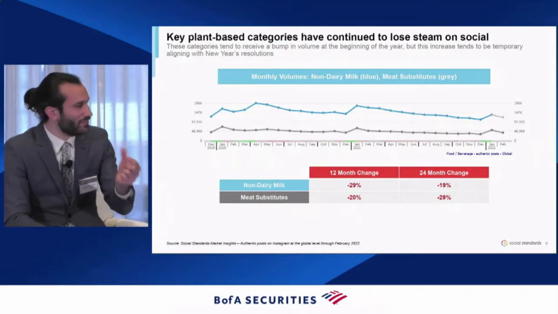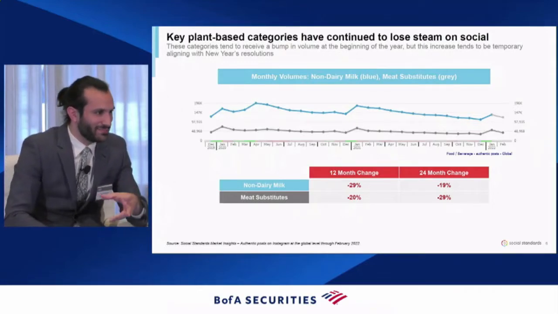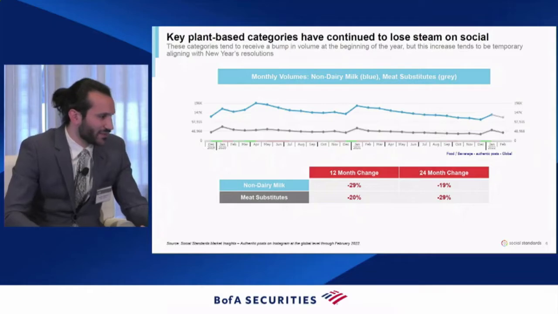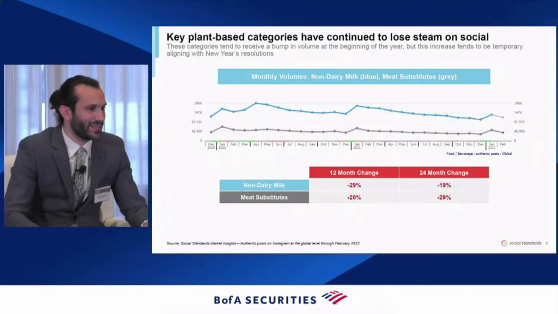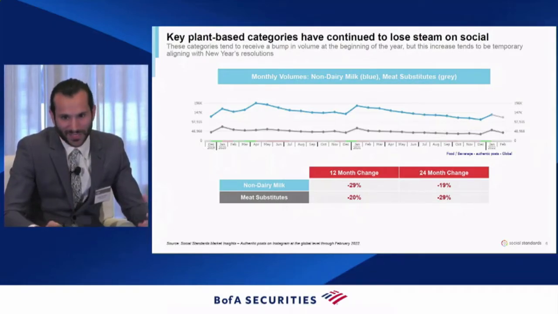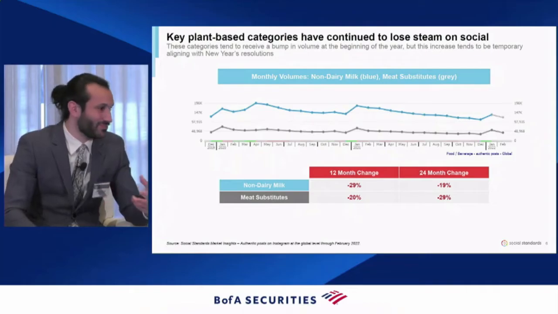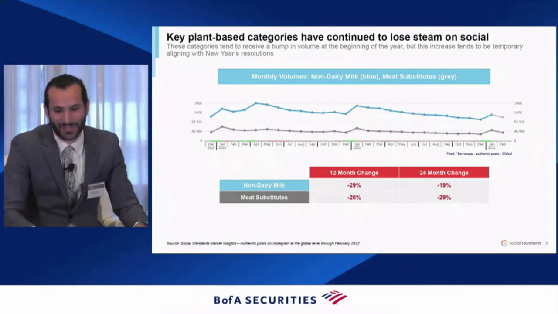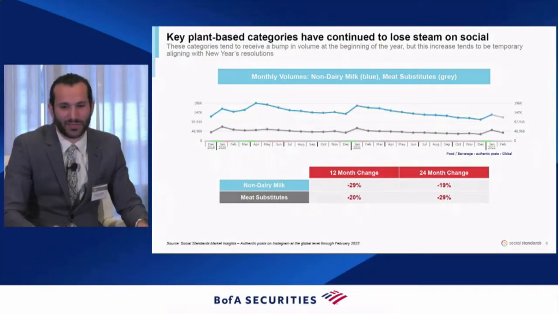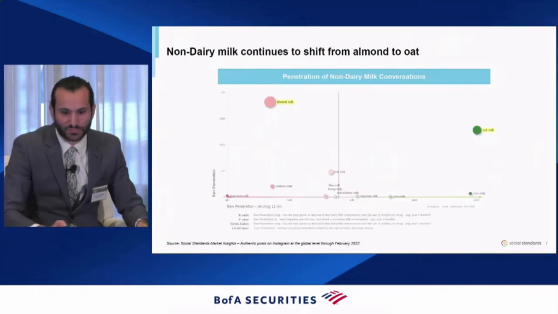And that little bump that we tend to see around January seems to coincide with people making New Year's resolutions. There's also an Instagram holiday called Veganary, where people make vegan commitments. So that's a little bit of what you see going on there. But those things are becoming more fleeting and more temporary over time, not as big as they might have been in pre-pandemic times.